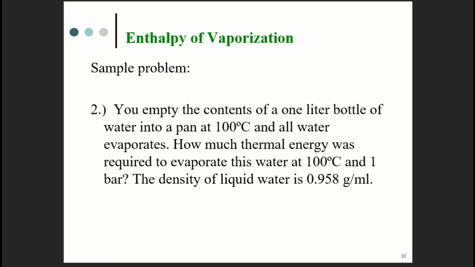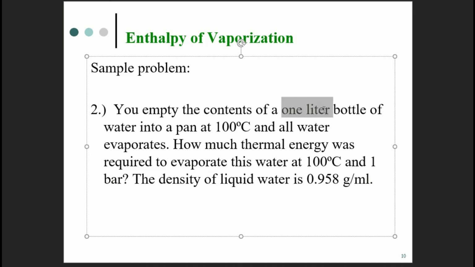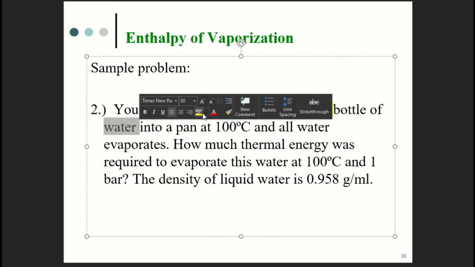Now let's move on to sample problem number 2. You empty the contents of a 1 liter bottle of water into a pan at 100 degrees Celsius, and all the water evaporates. How much thermal energy was required to evaporate this water at 100 degrees Celsius and 1 bar? The density of liquid water is 0.958 grams per mL. As you can see, class, the given value here is 1 liter of water.